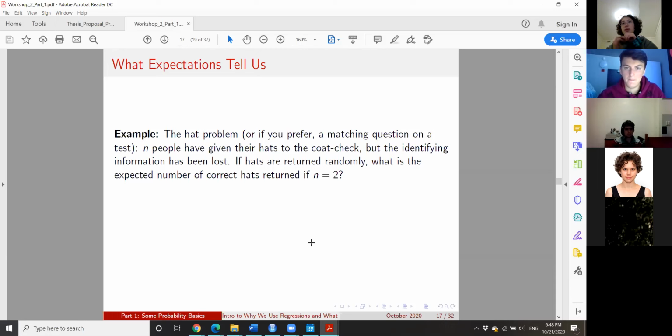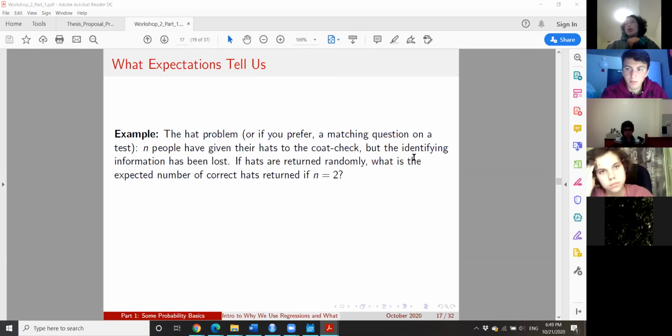One. Precisely. So yeah, the expectation is 1. But this is actually an interesting example, because either both people get their hats back or neither person gets their hat back, right? So even though the expectation is that one person gets their hat back, that's never going to actually occur.